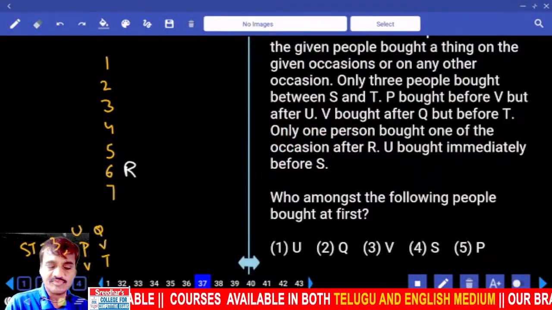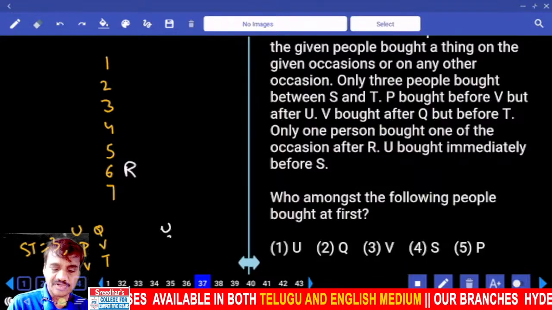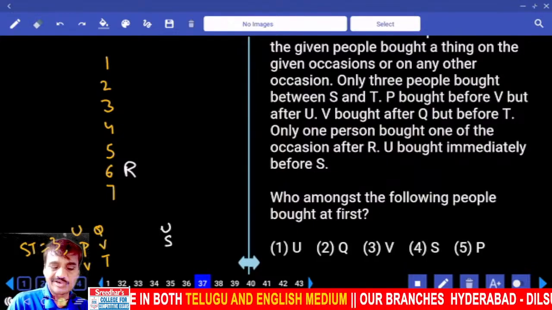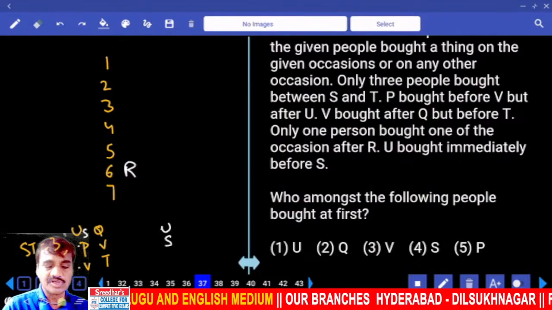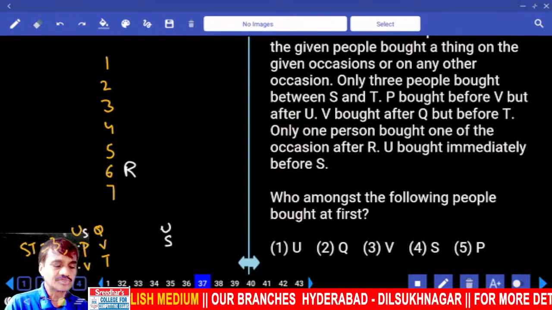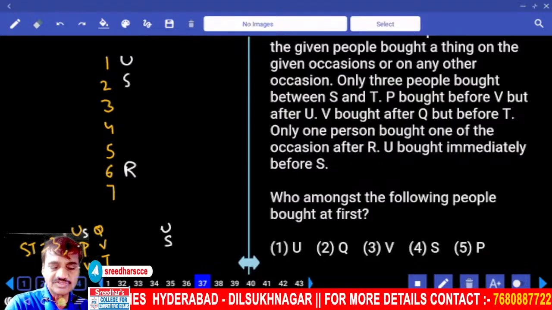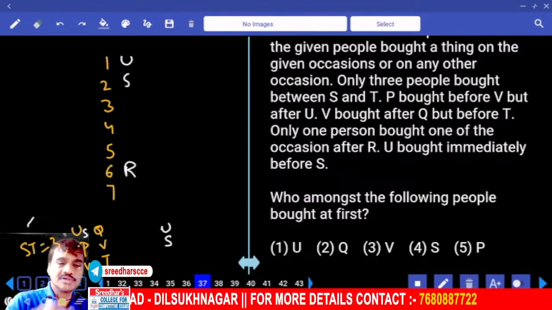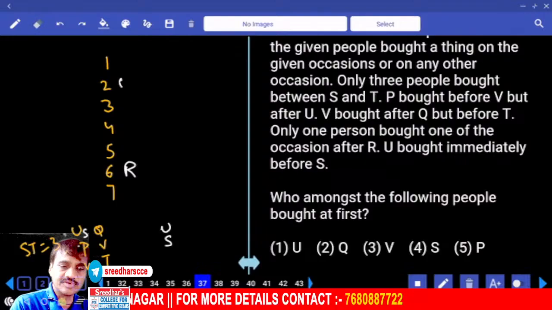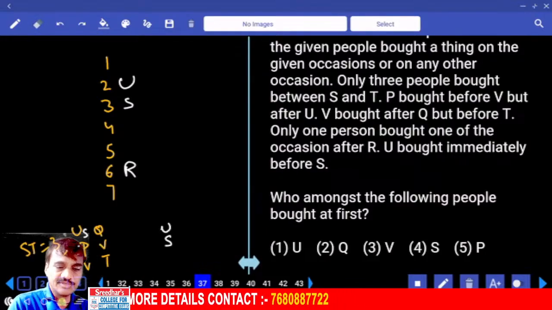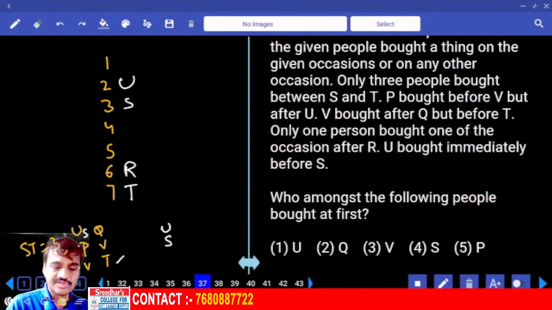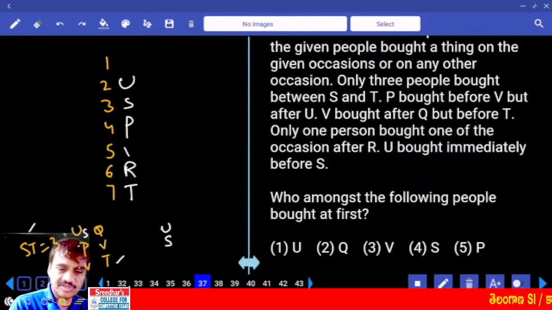Then U bought immediately before S. Now U is immediately before S, U and S must be like this. As U is immediately before S, after this U, you need to have P and V, isn't it? Hence we need to take the possibilities. Can you take U and S at the first place? If S is here, S and T with 3 in between is not possible. Hence, U cannot be at the first place. Can you take U and S like this? Then 3 people between S and T, T is here. Now T is at the last. Then S and T with 3 people, U, S, P and V, and here it must be P, here it is V, hence here it must be Q.